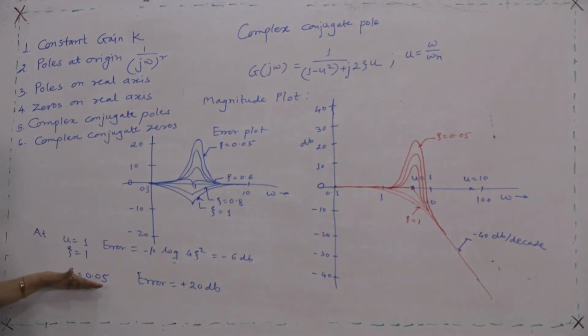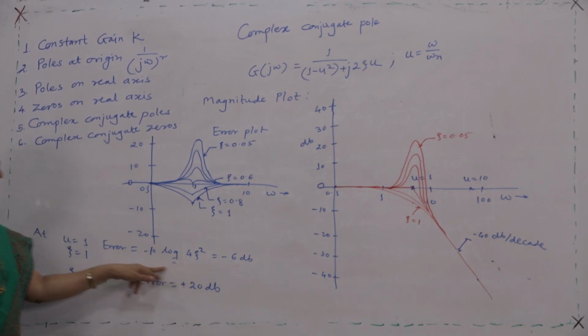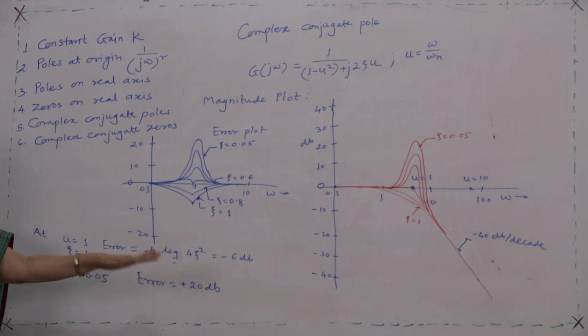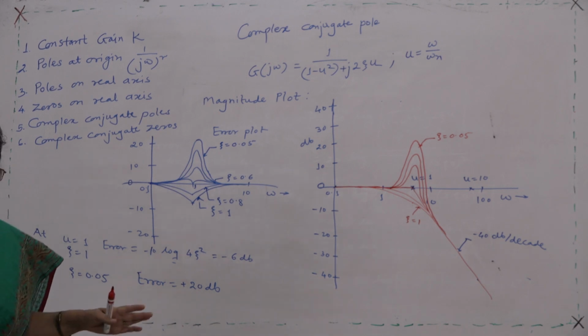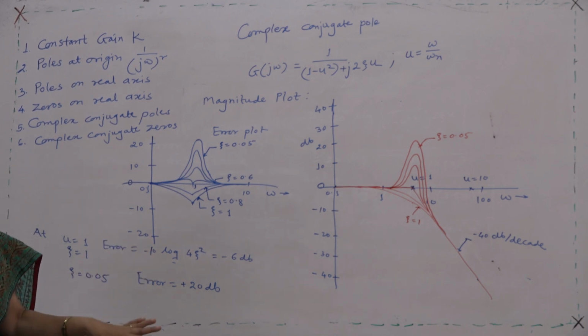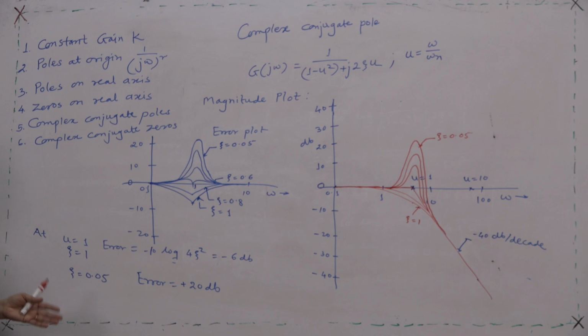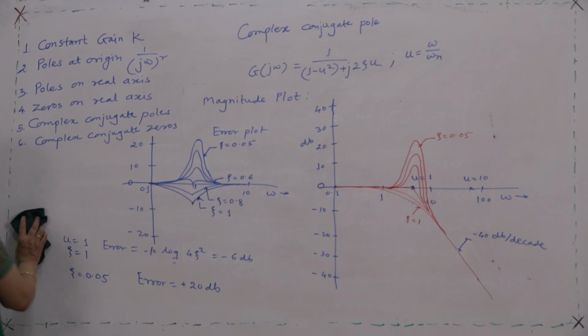So, calculation of error gives us that actual value minus 10 log of 4 zeta square, and so we can calculate it at u is equal to 1. So, this is at u is equal to 1 and different values of zeta we are considering. When u is changed, zeta is changed, your value will change and you will get it in this way. Okay. This is all about the magnitude plot.